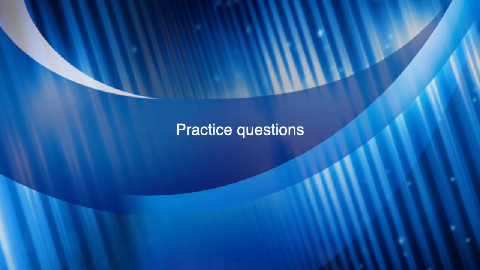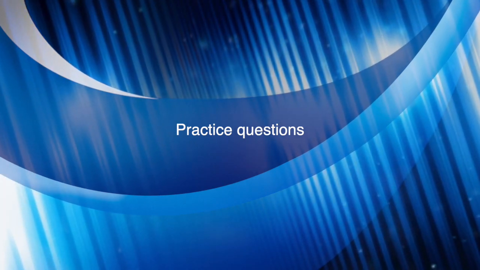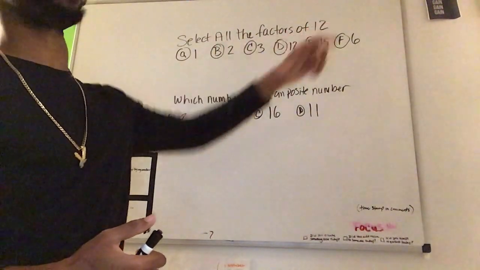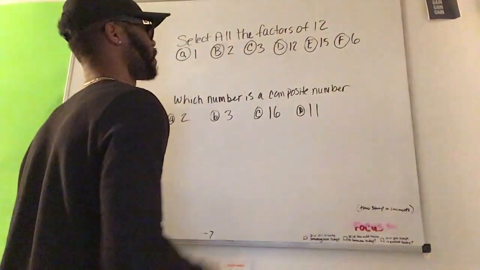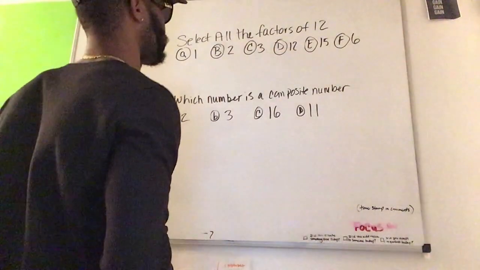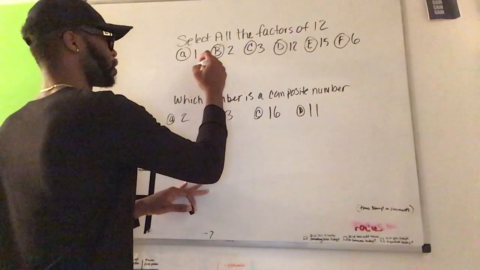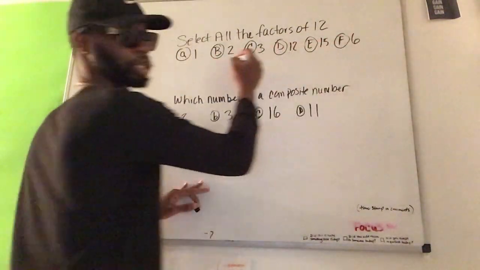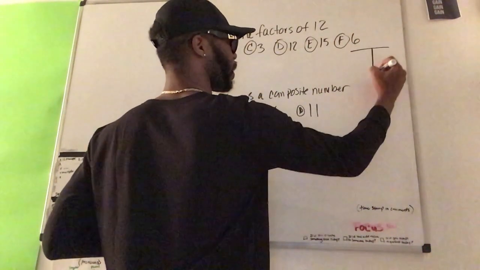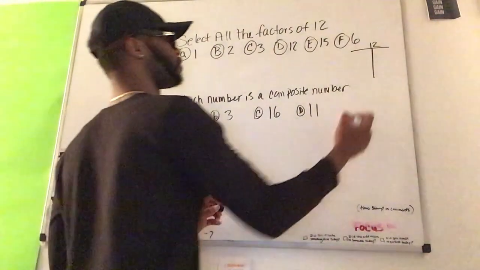Let's do two quick little questions I put on the board. So let's select all the factors of 12. If I want to know the factors of 12 and select them, one of the things I can do is make a little chart. Put 12, and I can start doing my little factors.